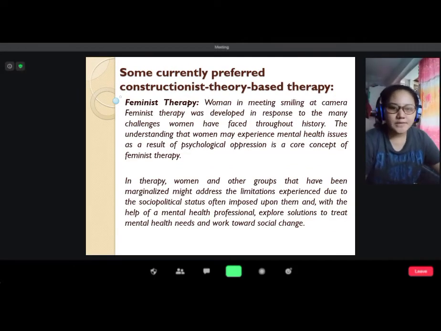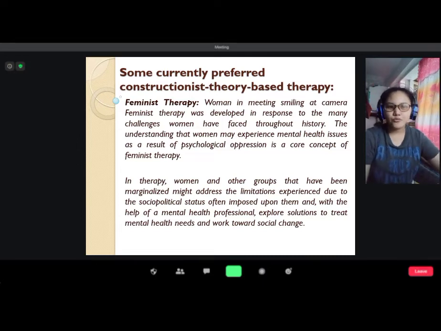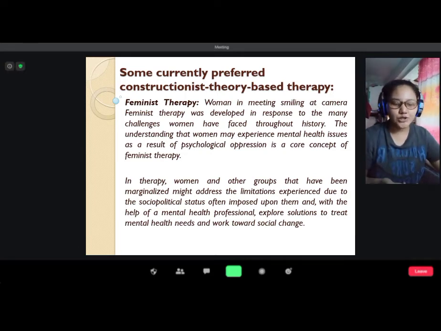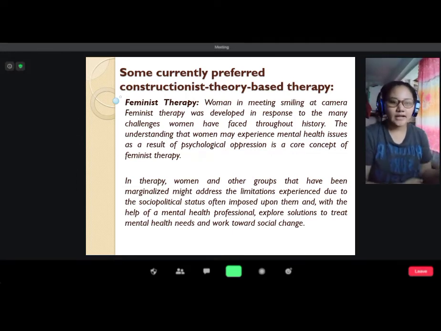The next therapy is feminist therapy. This therapy was developed in response to the many challenges women have faced throughout history. Since before, parang na-discriminate yung mga babae dahil sinasabi nila na dahil babae ka, sa bahay ka lang. Since babae ka, hindi ka pwedeng mag-work. Ang gagawin mo lang is yung mga gawaing bahay, maglaba, magluto, magsaing, or yung mga gawaing bahay lang yung pwede mong gawin.